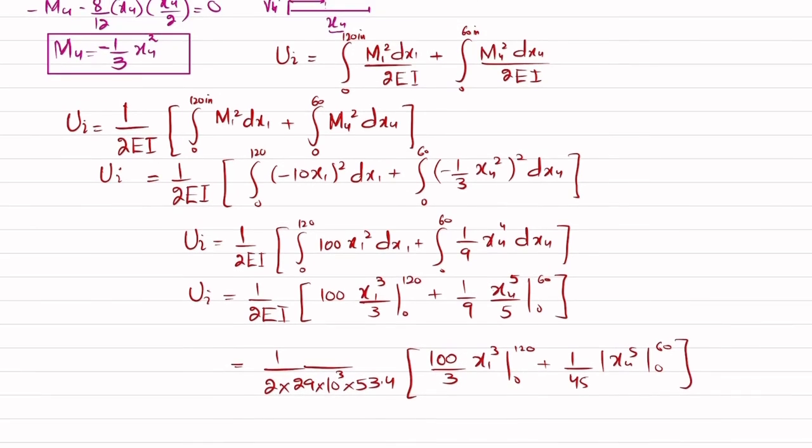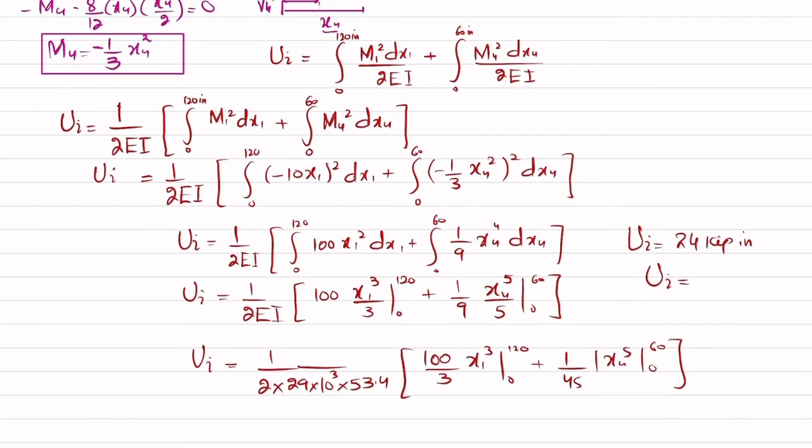Now when you solve this, you will get the strain energy due to bending to come out to be 24 kips into inch. And if you want to convert it into kip into feet, you will divide it by 12. So that will be equal to 2 kips into feet, which is the answer of our first part.